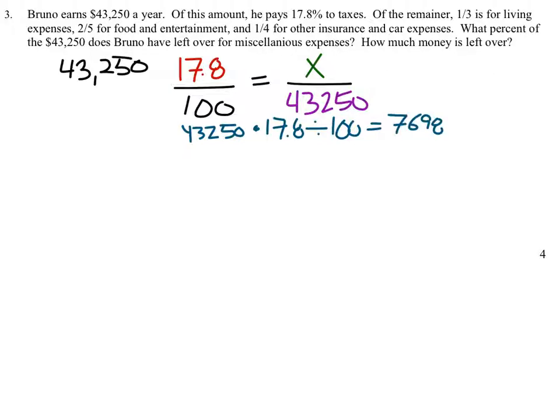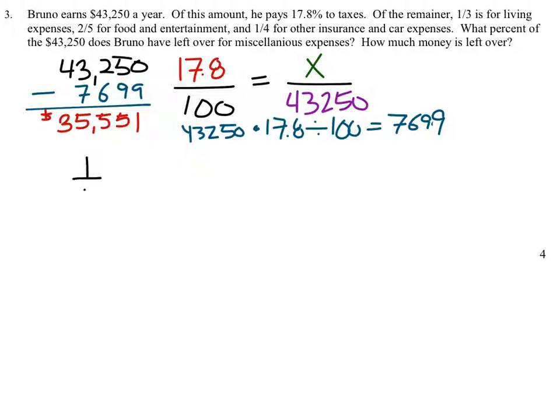7,698.5. So let's just round this up to a nine. So that's how much we're going to take off, $7,699. So it looks like after taxes, he's got $35,551 to spend. Well, that's correct, but that's not the answer. Now we can see the fractions of this that are going towards living, food and entertainment, and insurance and car expenses.